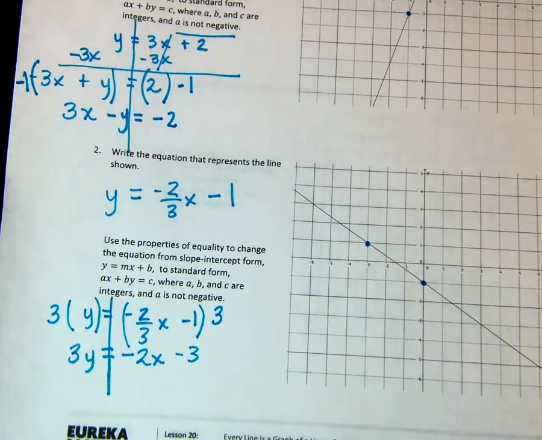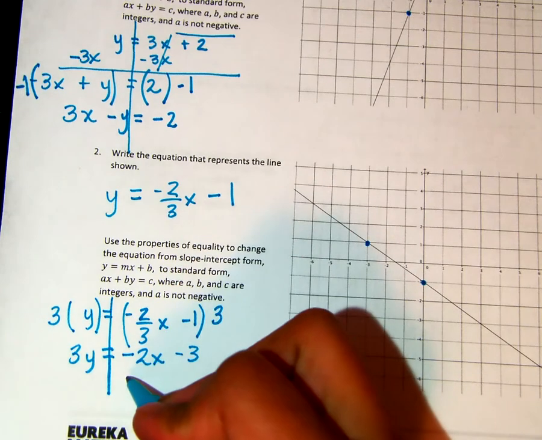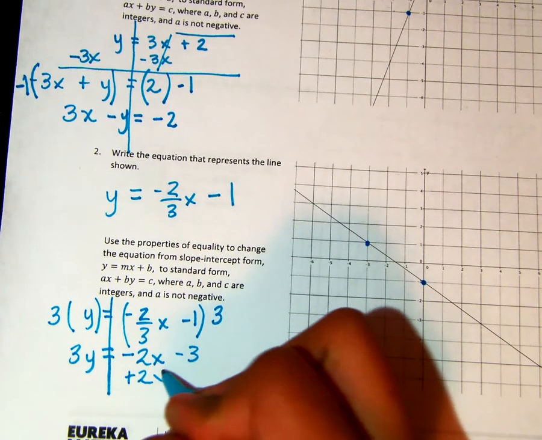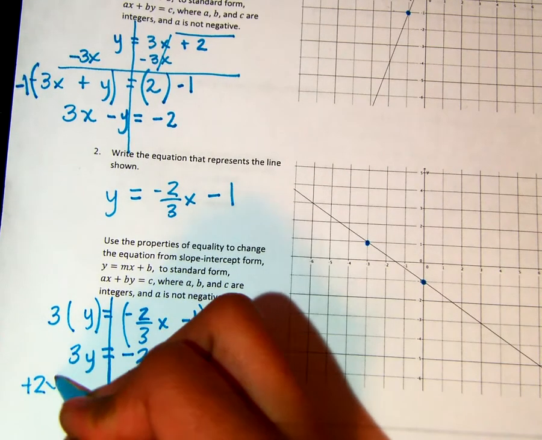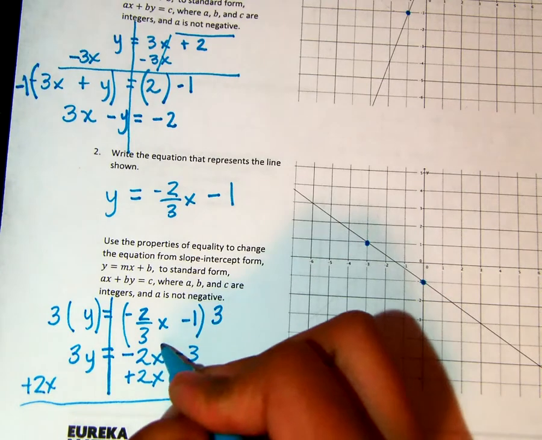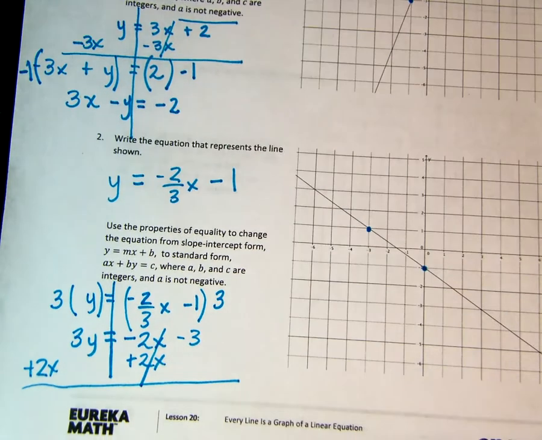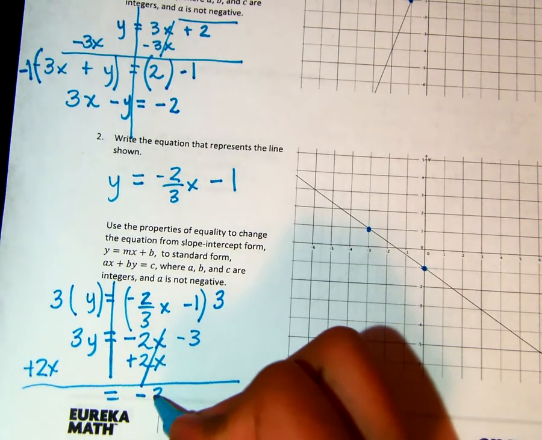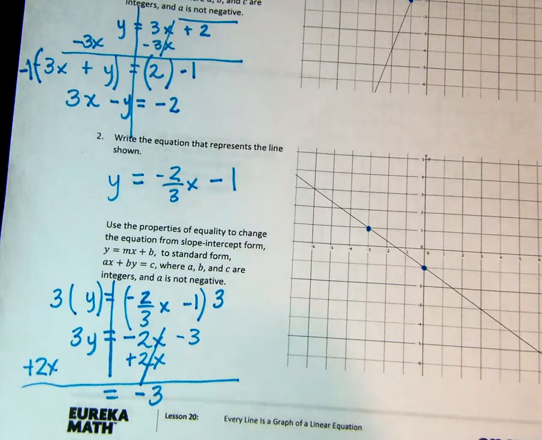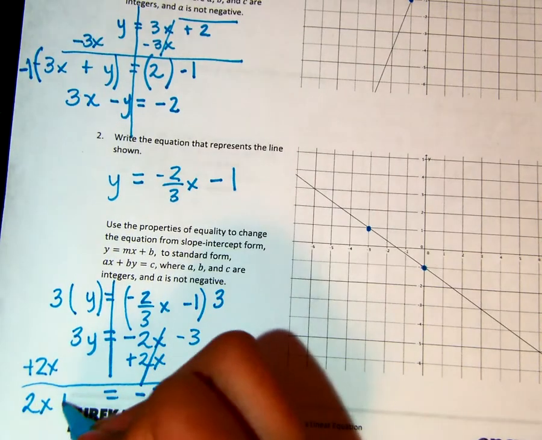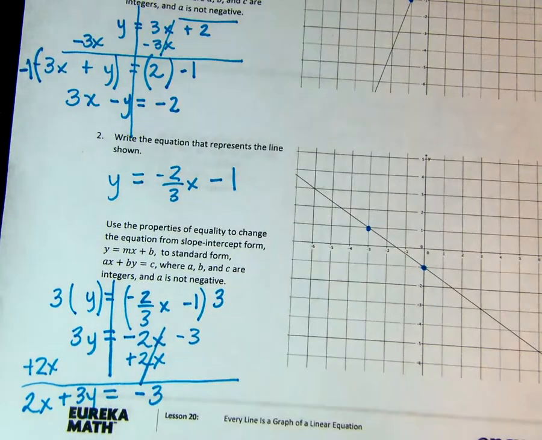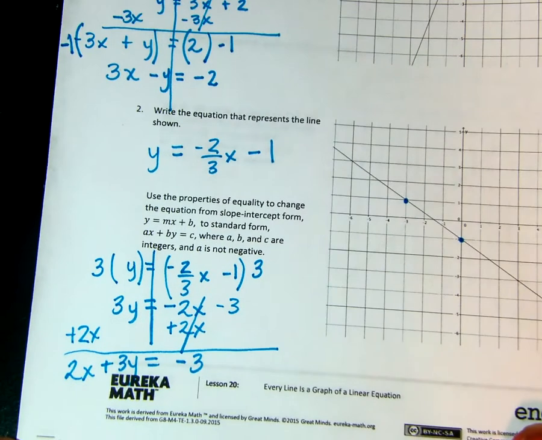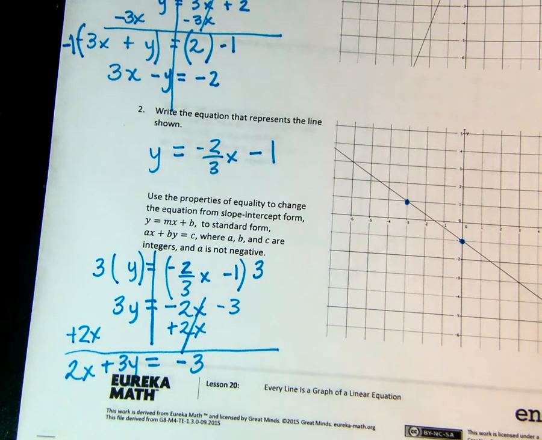I want to move my x term. What property of equality do I use to move my x term? I'm going to use addition property of equality. So I'm going to add 2x to both sides. -2x plus 2x cancels out. On the right, I'm left with just -3. On the left now, I have 2x plus 3y. I now have my equation in standard form, and a is not negative.